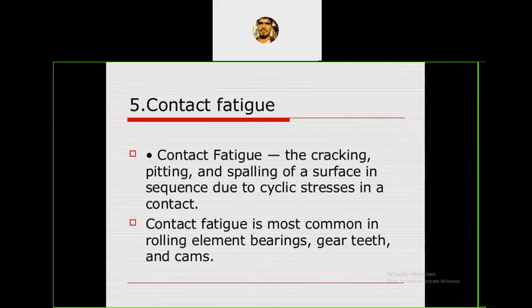So here it is a contact fatigue. Cracks, pitting or spalling of the surface occur in sequence due to the cyclic stresses. It is due to the cyclic, meaning continuous, load. With respect to time, the load increases, decreases, amplitudes increase, decrease. That is what cyclic stresses are in the contact when they are in contact. Contact fatigue is the most common in rolling elements, bearings, gear teeth, and cams.